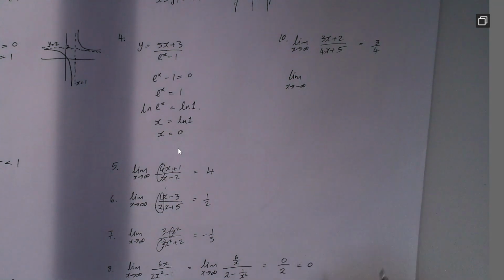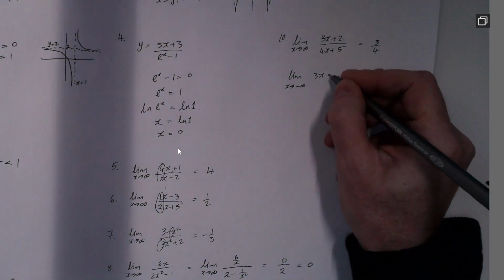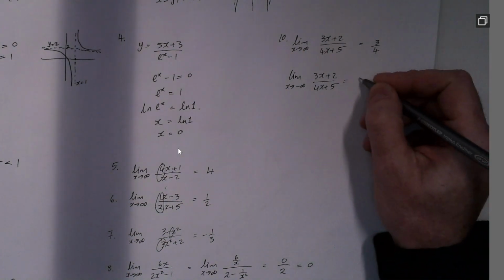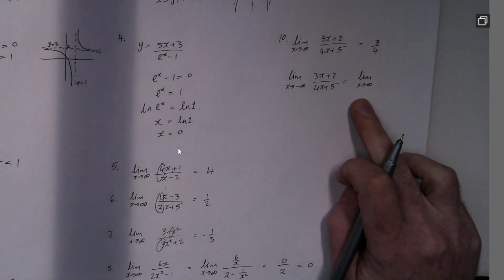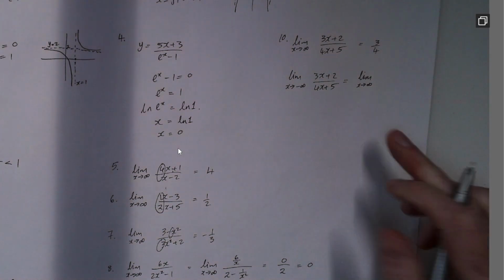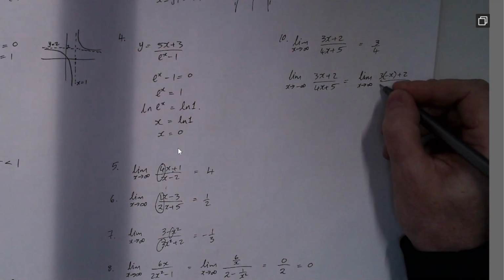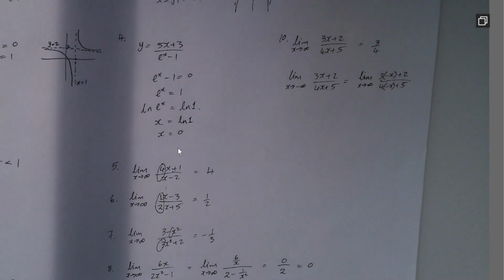Now we replace x with minus x, so 3x plus something over x plus something becomes 3 over minus x plus something, over minus x plus 5. So we get minus 3.